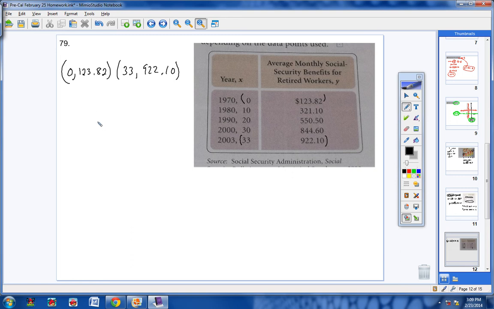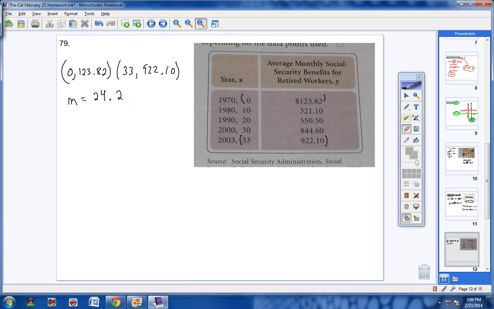First of all, I have to find my slope, so I'm going to take y minus y over x minus x. If I take 123.82 minus 922.10, I will get in my numerator negative 798.28. And then of course x minus x is 0 minus 33. That's negative 33. Now if you divide those two numbers, and don't forget a negative divided by a negative is a positive, and I'm going to round it to 24.2. So that would be your slope.